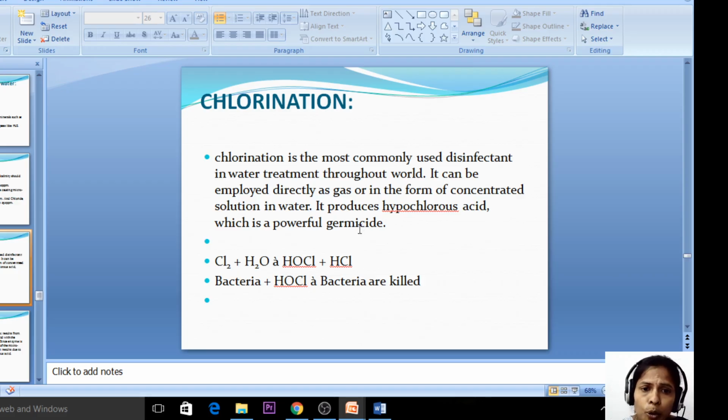So what is produced here? By adding chlorine to the water, chlorine reacts with the water and produces hypochlorous acid. This hypochlorous acid is responsible for killing the bacteria in the water sample. So this hypochlorous acid is acting as a germicide. Let us see the reaction part for this.